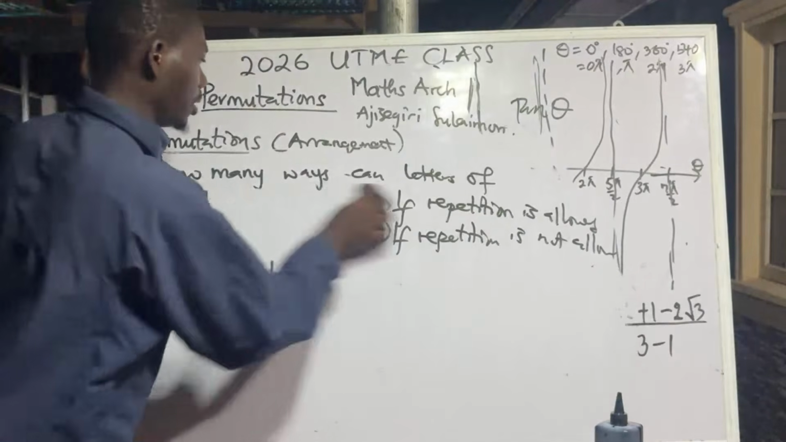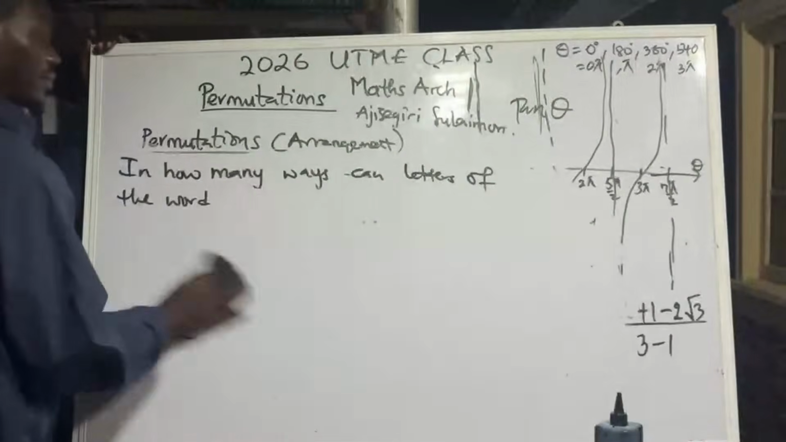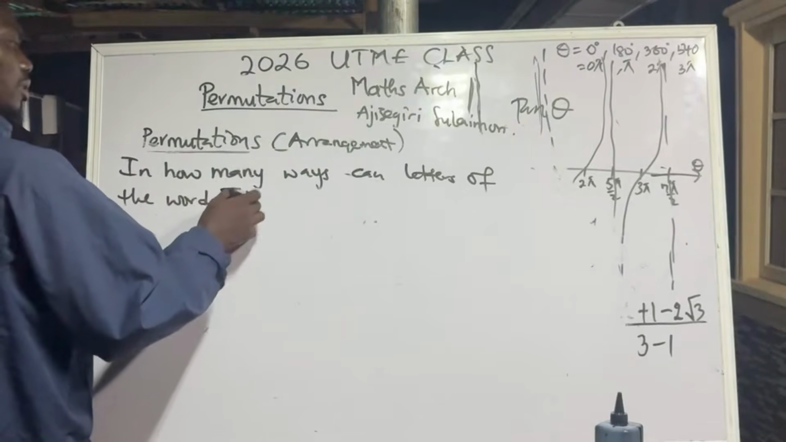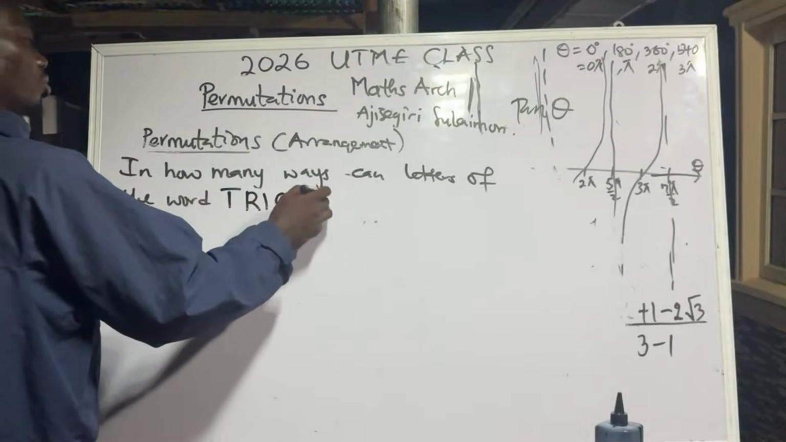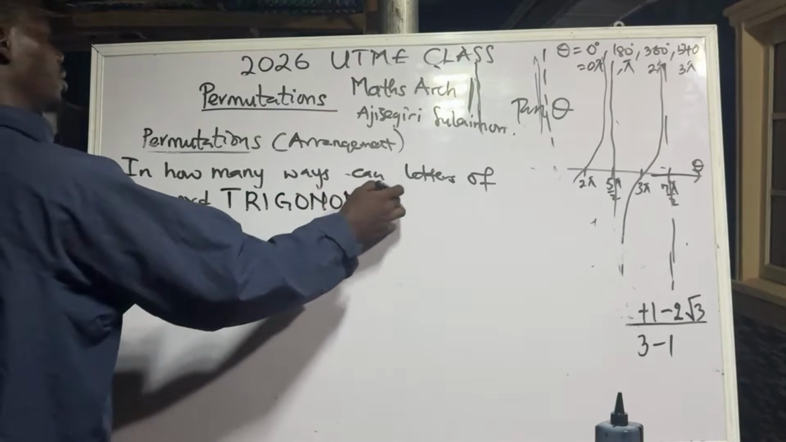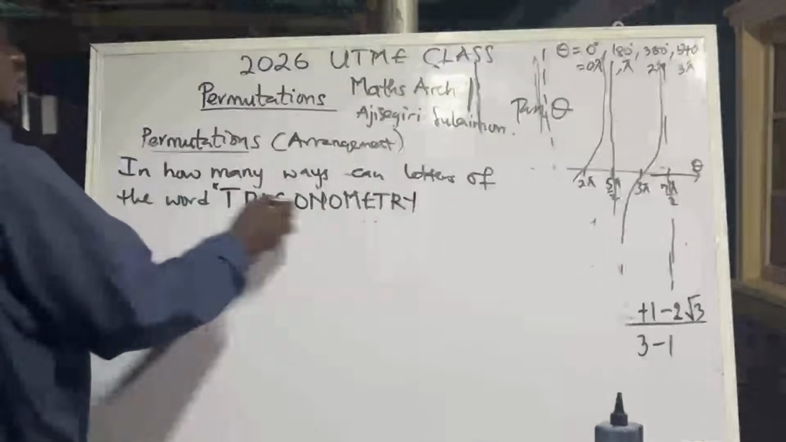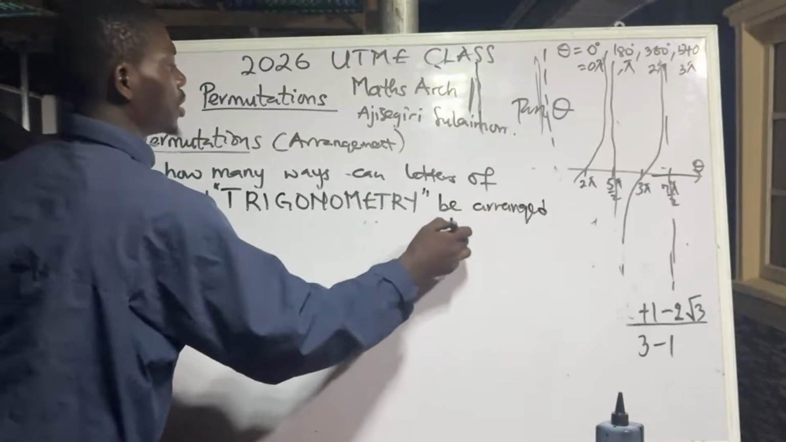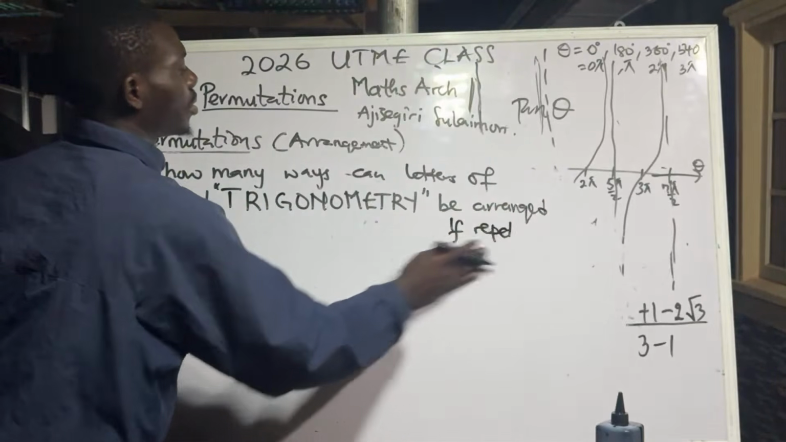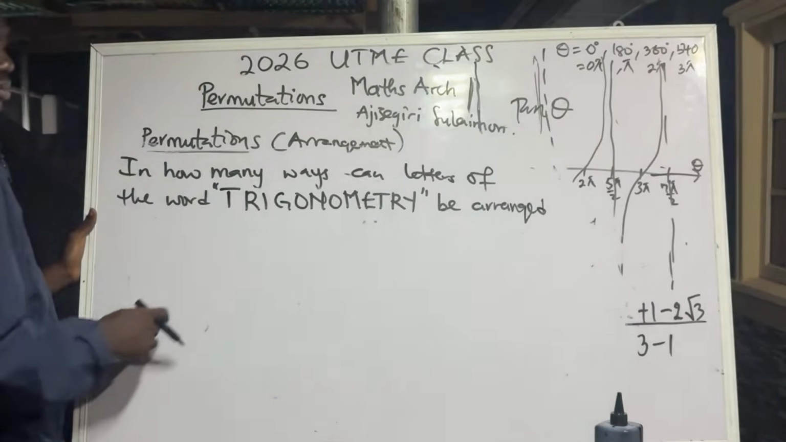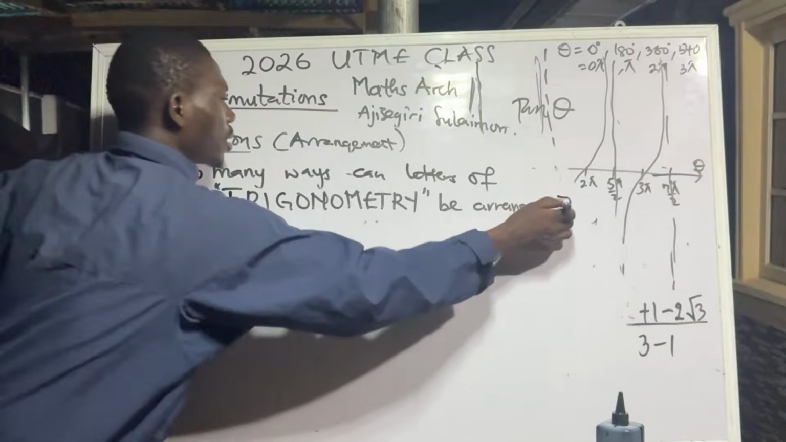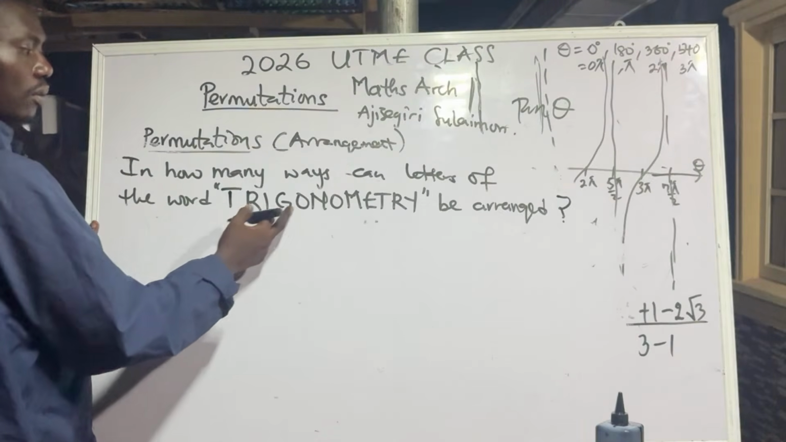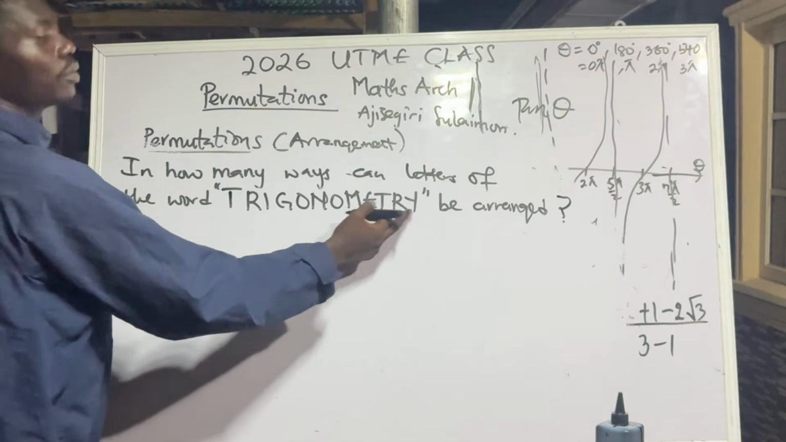What is the question? In how many ways can the letters of the word trigonometry be arranged if repetition is not allowed? Okay, let's just say be arranged. That's the concept. So you then see how many letters there are: 1, 2, 3, 4, 5, 6, 7, 8, 9, 10, 11, 12.